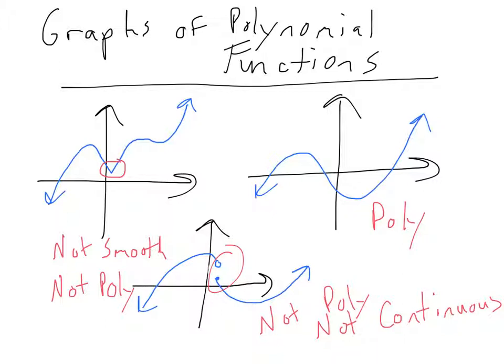So polynomial functions are not necessarily unique in that they're continuous and smooth, but it is a property of polynomial functions that they're both continuous and smooth. There's many functions that are not one of those two things. They either have a corner or they have a discontinuity of some sort, and polynomial functions are not like that. So that's how we can identify a graph of a possible polynomial function just by taking a look at it.